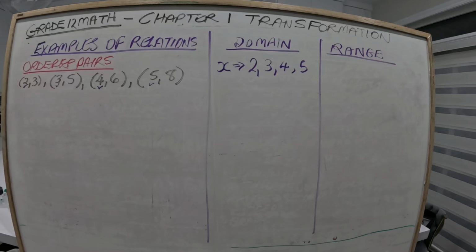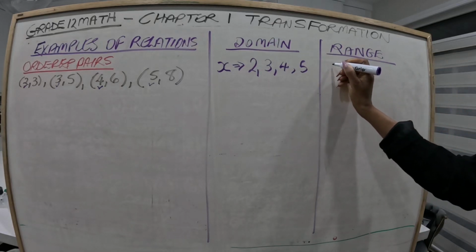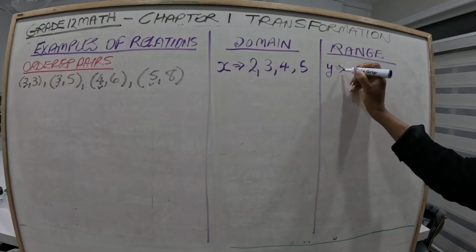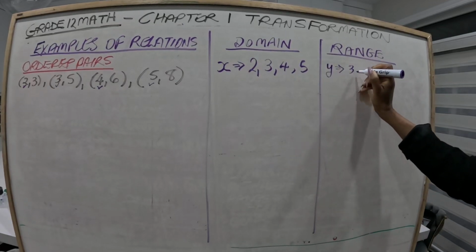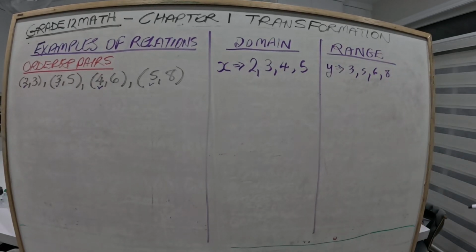So if those are the input numbers, what are the output numbers? The output numbers are the ones next to it. So it's very easy. They're the y values. So it's 3, 5, 6, and 8. I think that's very easy to understand, so I'm not going to go over anything else in that regard.